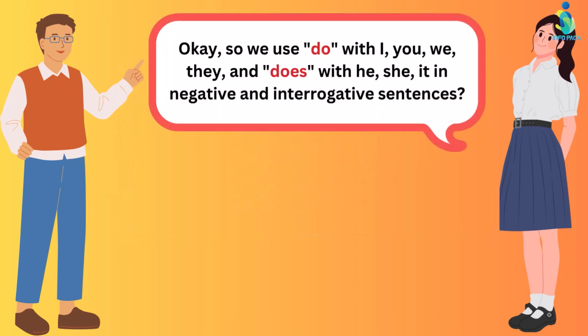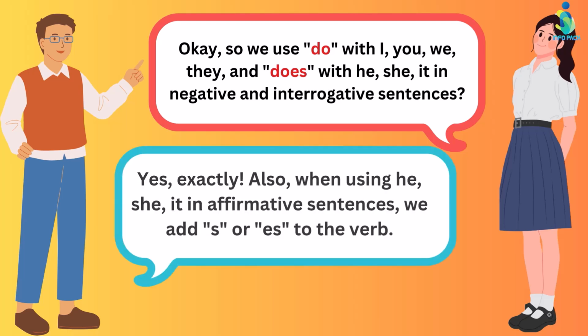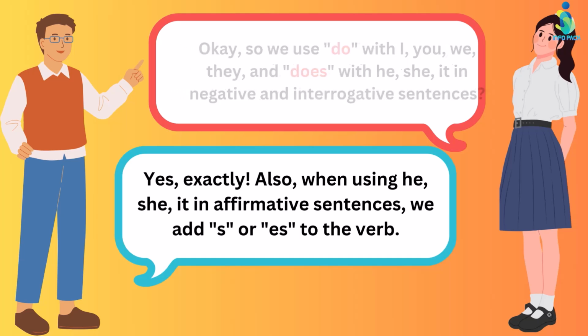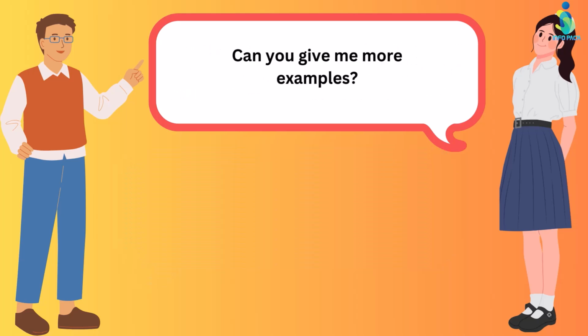Okay, so we use do with I, you, we, they, and does with he, she, it in negative and interrogative sentences? Yes, exactly. Also, when using he, she, it in affirmative sentences, we add s or es to the verb. Can you give me more examples?